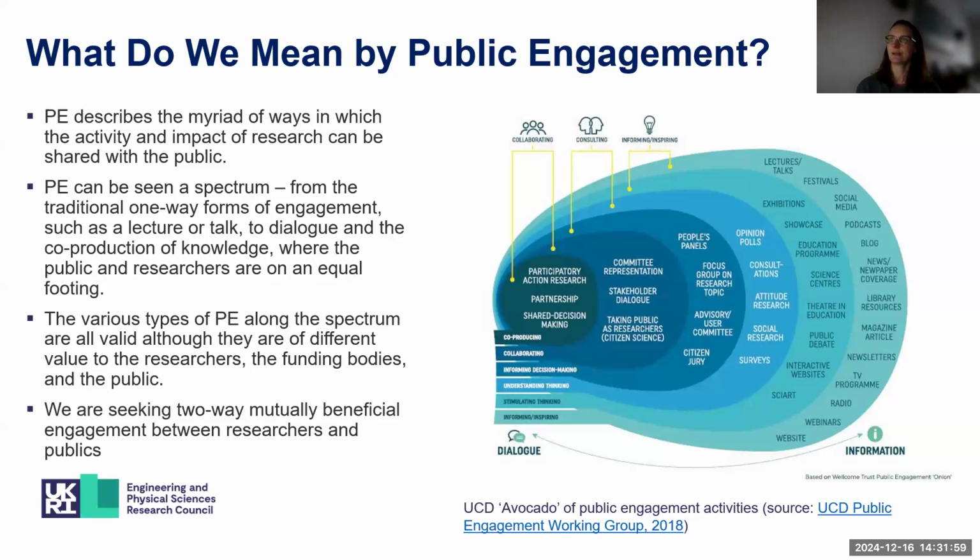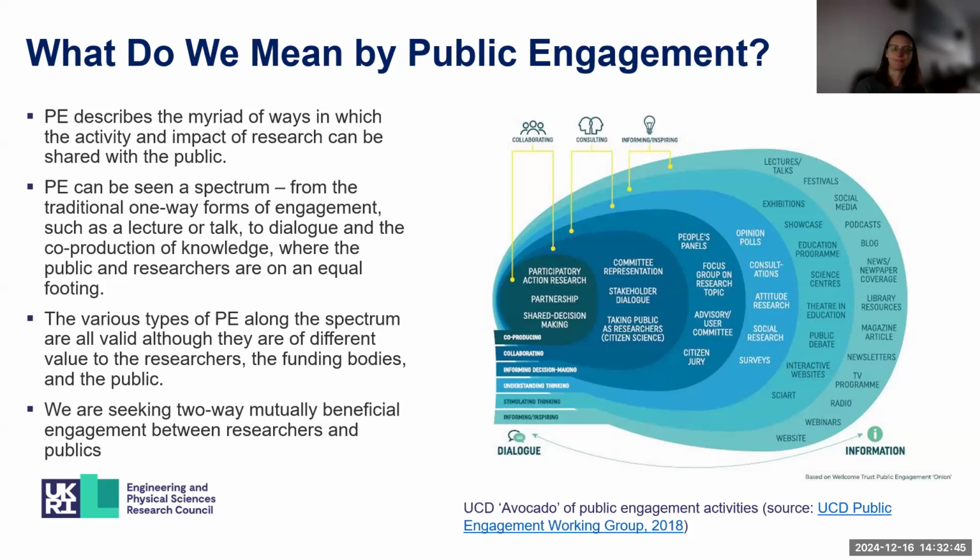Right, so what do we mean by public engagement? And this lovely avocado diagram looks very similar to the one that Aileen shared about an hour ago, so we're on the same page. But we always use public engagement as an umbrella term to describe the myriad of ways in which the activity and the impact of research can be shared with the public, and we see it as a spectrum from the traditional one-way forms of public engagement, such as a lecture or talk, through to more a dialogue, co-production, co-creation of knowledge, where members of the public and the researchers work together on more of an equal footing.